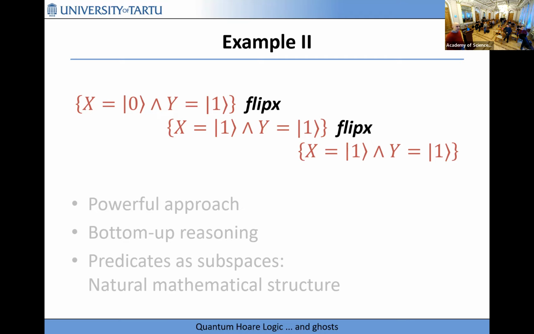So with this kind of language, we can now talk about the program flipx in a nicer way. So for example, here I gave an example that says if x is 0 and y is 1, and we run flip x, then x is 1 and y is 1. If we run flip x again, then x is, oh, there should be a 0 here. How do I start it?